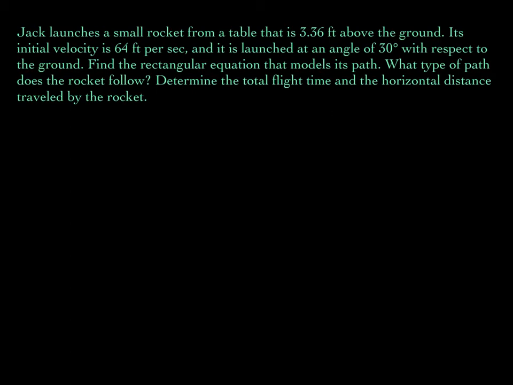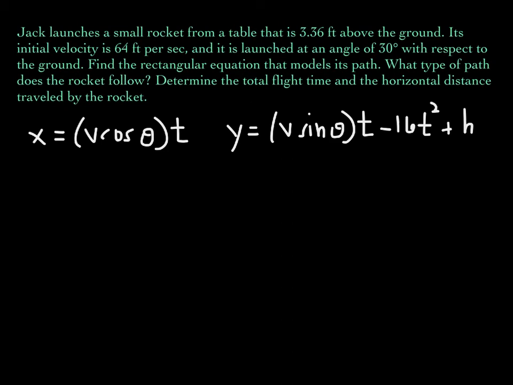Okay, let's grab those parametric equations that we were just introduced to whenever something is simulating motion. Now plugging in the given information, we know that x is equal to, now the initial velocity is 64 feet per second, so I plug in 64 for v, and cosine of theta. Theta is the angle, 30 degrees in this problem. So let's put in 30 degrees, and then times t, which we don't know yet.